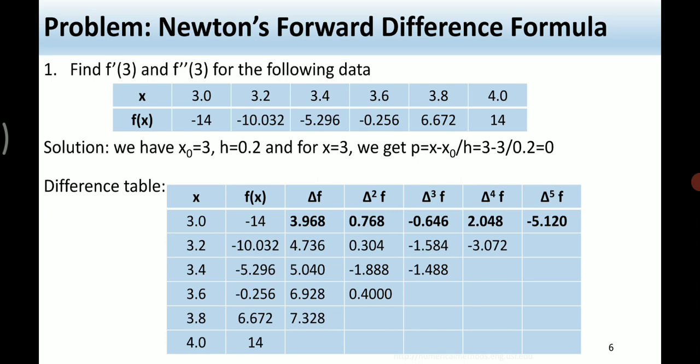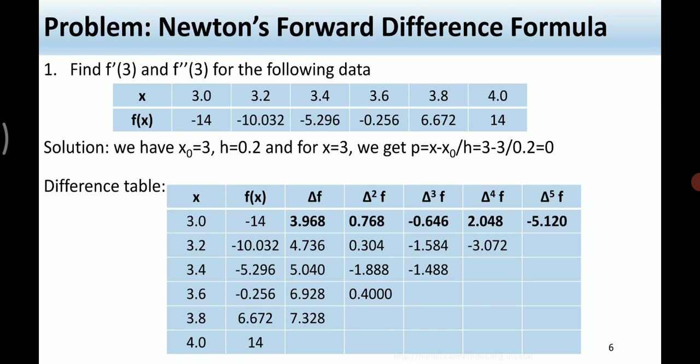The data given is x values are 3.0, 3.2, 3.4, 3.6, 3.8 and 4.0. The f of x values given are minus 14, minus 10.032, minus 5.292, minus 0.256, 6.672 and 14 respectively.